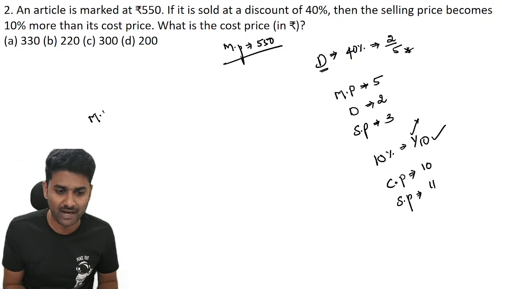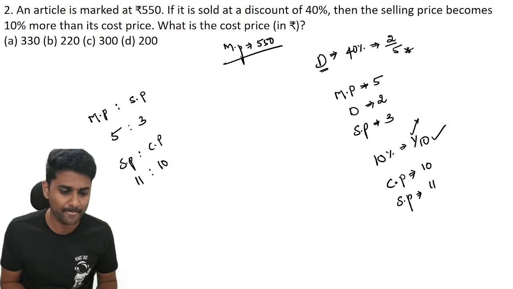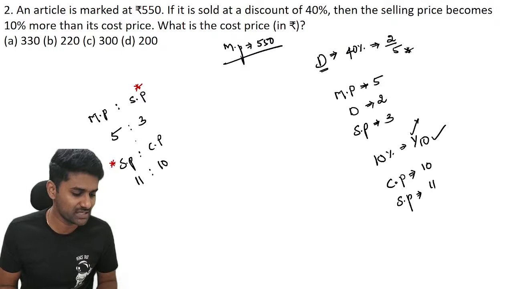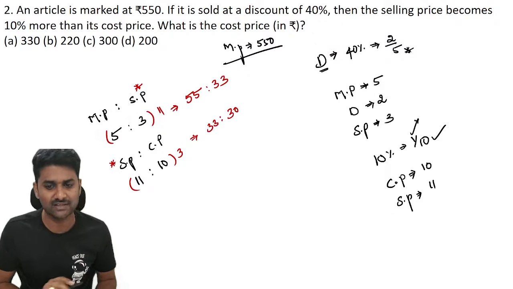See, the market price and selling price ratio is 5 is to 3. In the same way, the selling price and cost price ratio is 11 is to 10. If you observe both comparisons, selling price is the common parameter. If selling price is the common parameter, then you should equate those selling prices. How are we going to equate? You should multiply the first by 11 and the second by 3. Now see, it becomes 55 and 33, and in the same way 33 is to 30. Is it clear?